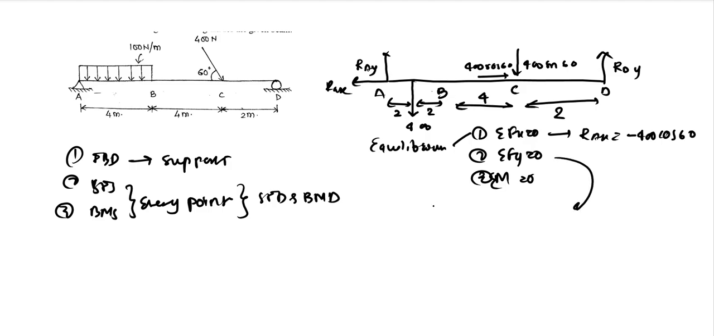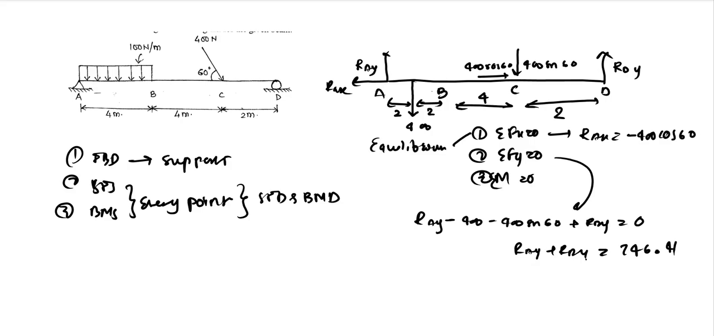And applying the second condition, we have RAY minus 400 as the UDL force, minus 400 sine 60 as the force at C, plus RDY equals 0. And if you solve this, let us solve this using the calculator. We have 400 plus 400 into sine 60. We have RAY plus RDY as 746.41. So yeah, 746.41 is the value of RAY plus RDY.